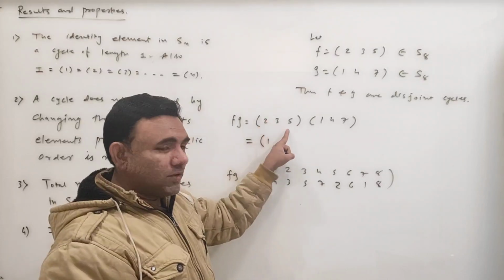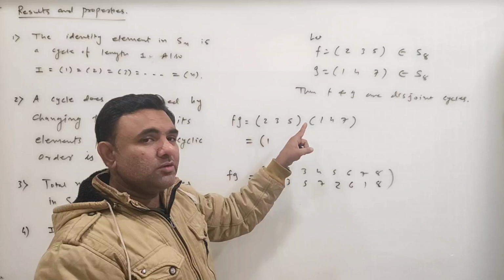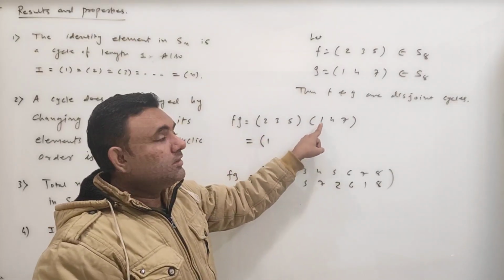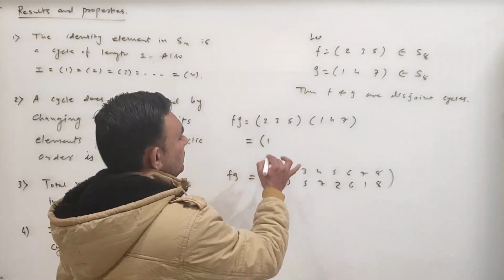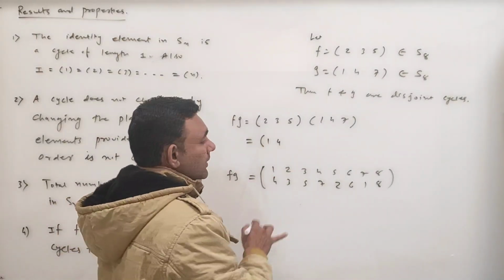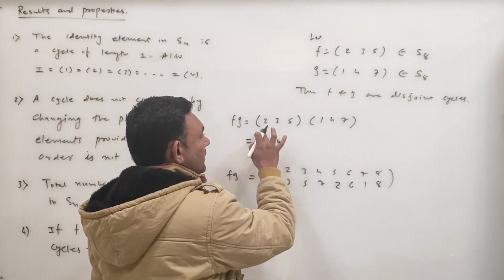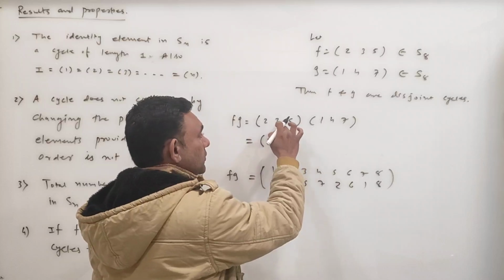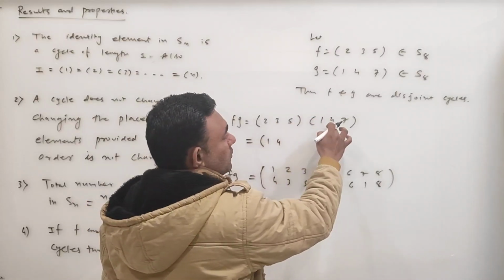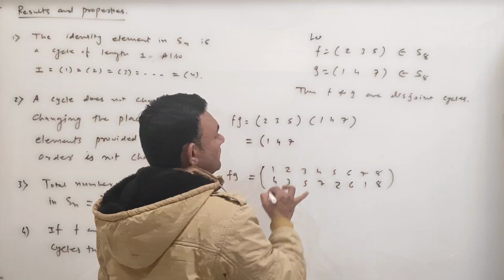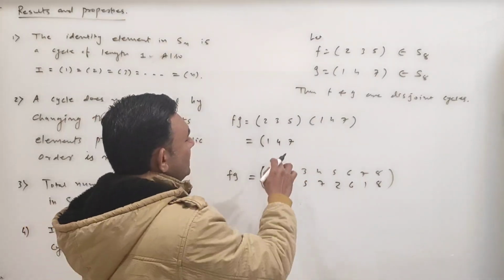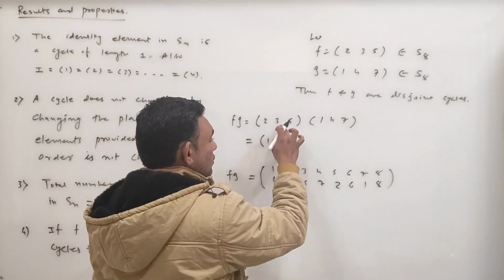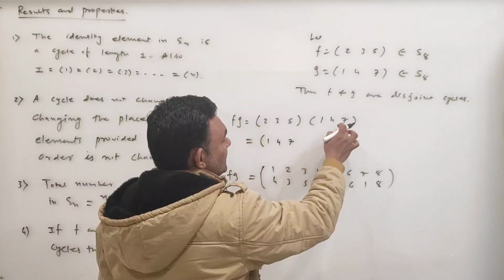So 1 goes to 1. Now you look at the image of 1 here. So 1 goes to 4. Now you look at 4. What is the image of 4 in the first cycle? 4 is not here, so 4 goes to 4. So 4 goes to 7. Now you look at the image of 7 here. 7 is absent, so 7 goes to 7. And here 7 goes to 1.